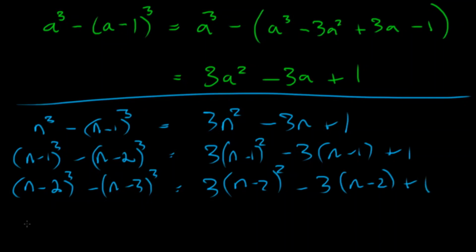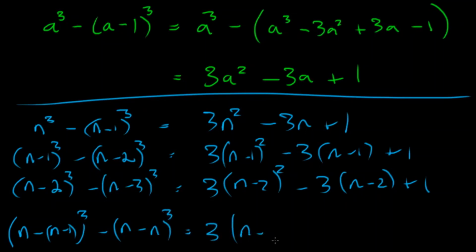And then if I just keep doing this, I get to the last one, which ends up being 3 times n minus 1 squared minus 3 times n minus 1, not squared, plus 1. And let me go ahead to the next page and add all these things up.